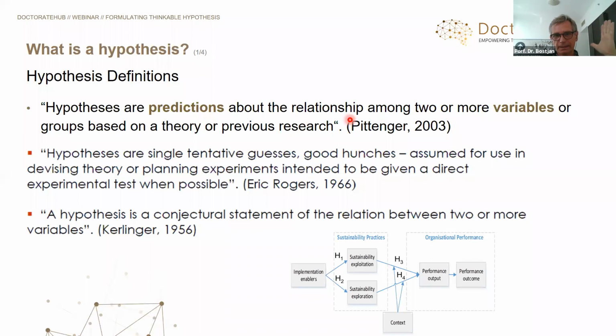That means, based, let's say, on the framework, you can say implementation enablers are positively influencing sustainability exploration practices. That would be hypothesis 2. If we go to hypothesis 3, we would say sustainability exploitation practices are, for example, negatively influencing the performance output.